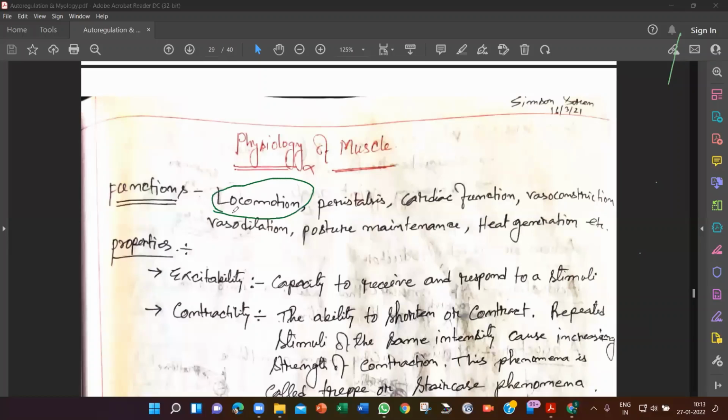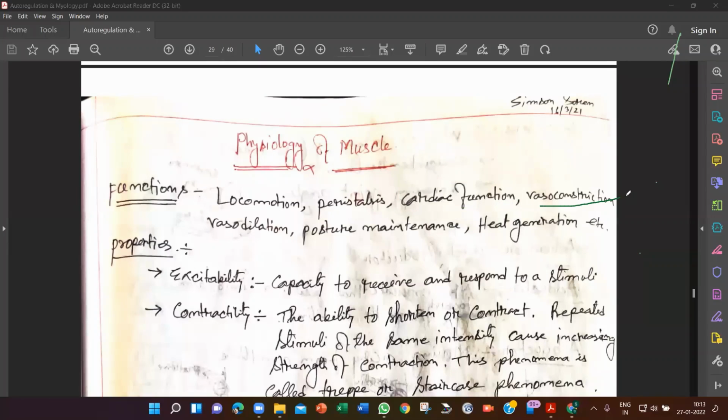Locomotion, that is movement of our body, walking or covering different distances; many muscles work together for our movement. Then peristalsis, this is digestion, the movement of food particles in our GIT. Muscle also plays a very significant role there, because of muscle contraction and relaxation, it moves.